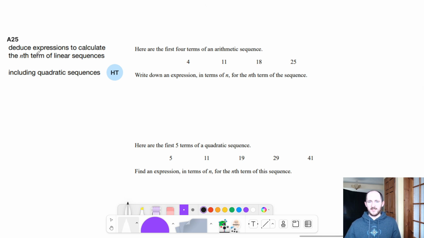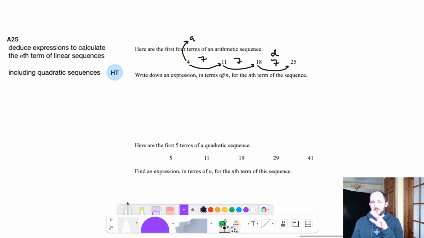Deduce expressions to calculate the nth term of linear sequences. So I'm going to show you a little trick because I think this is fairly useful. This equation is technically A-level, but before you panic, just know that it's a very simple equation and it will always give you the right answer. So, first of all, you work out the difference. So 7, 7, 7, cool. That difference is called D. The first term is called A.